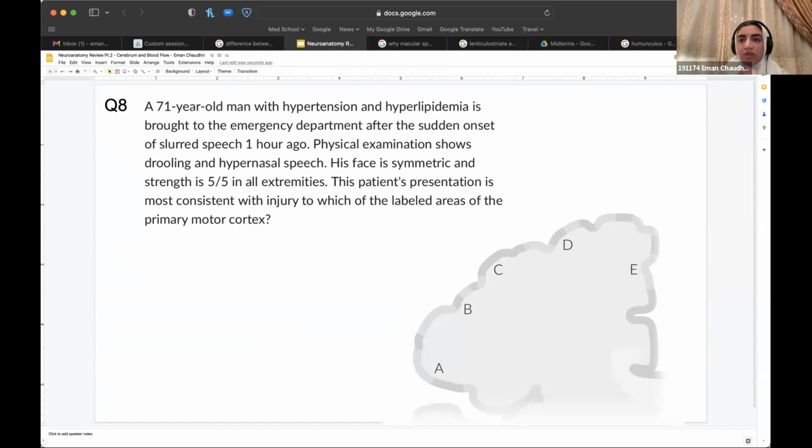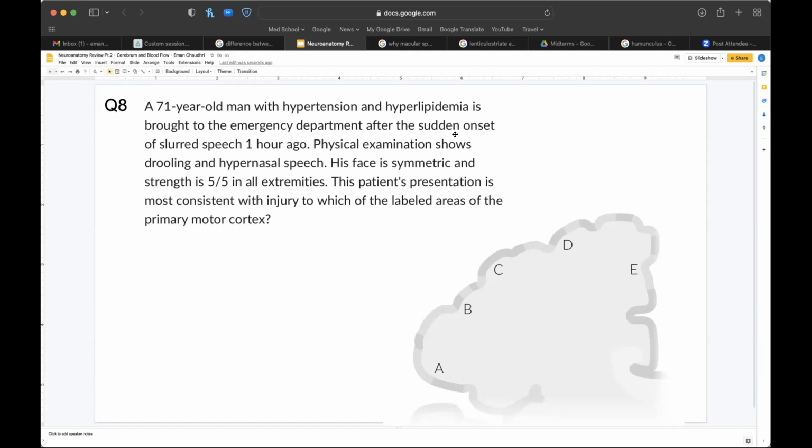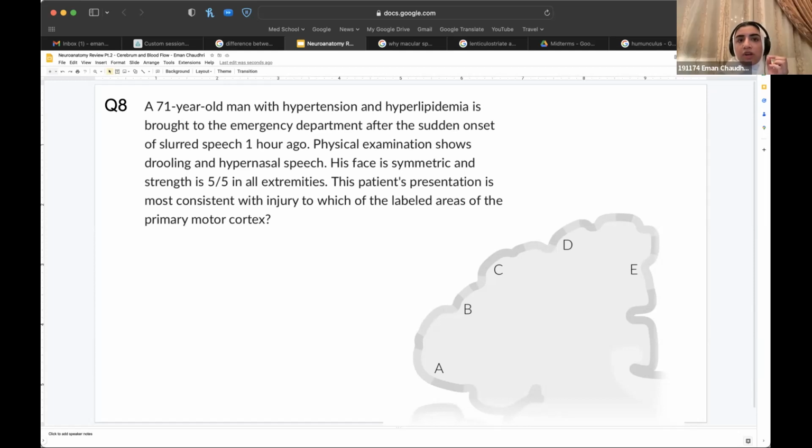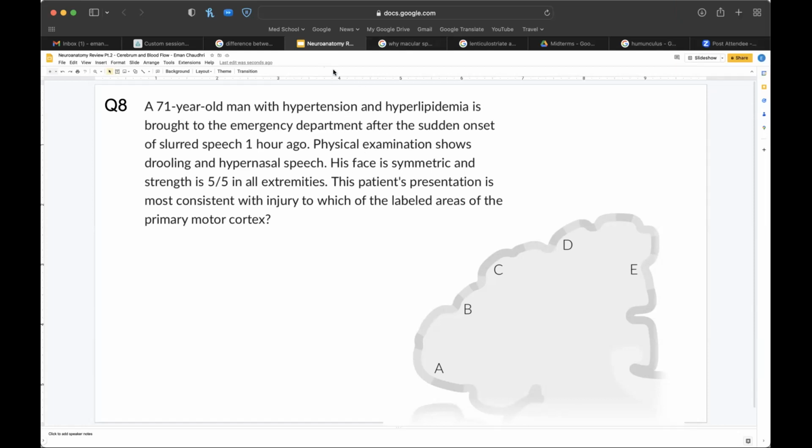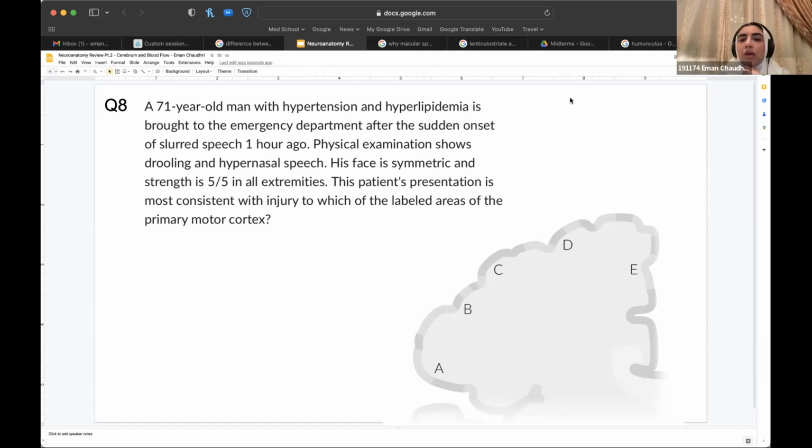I know you guys might have seen it, but I want you to go off this. So sudden onset of slurred speech, drooling, hypernasal speech. You said that laterally is like the tongue and everything, so I want to say A or B. Okay, good. Nasser, do you have any other opinion? No, but my mind went off to Broca's area because of the slurred speech. But then I don't know, I was confused between.